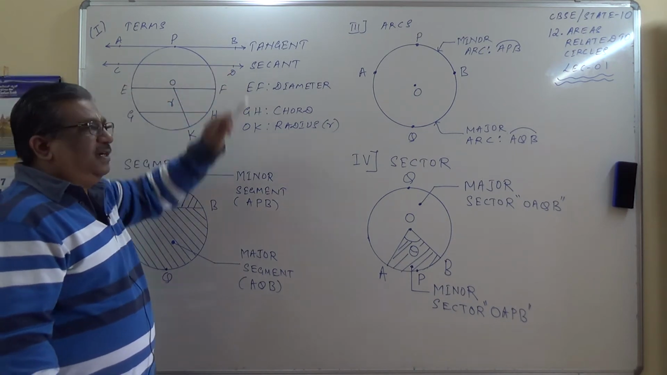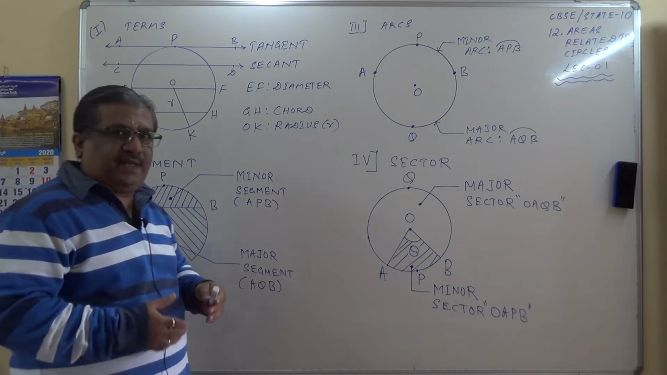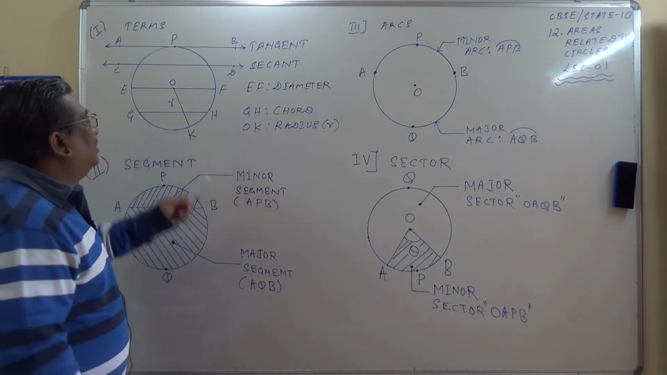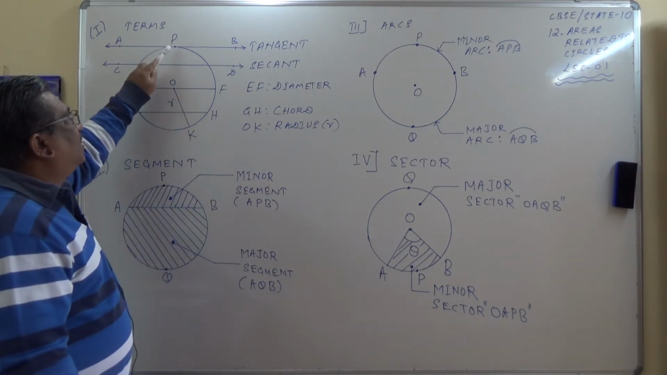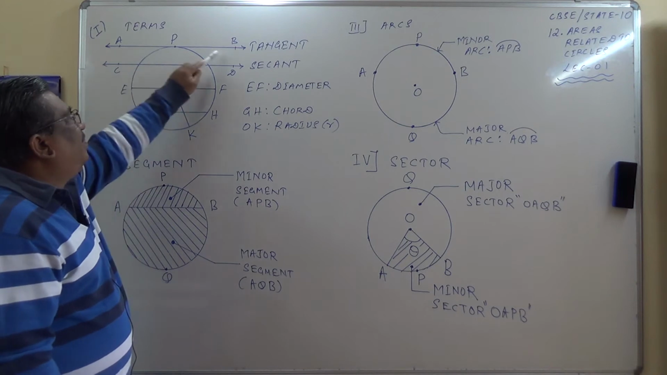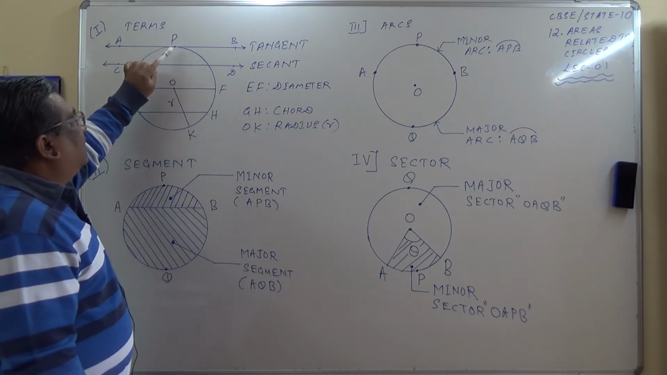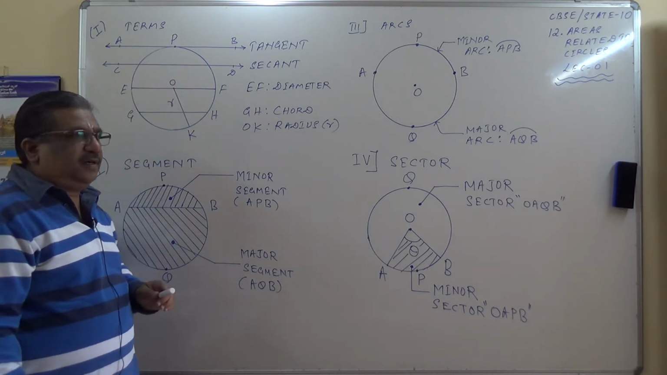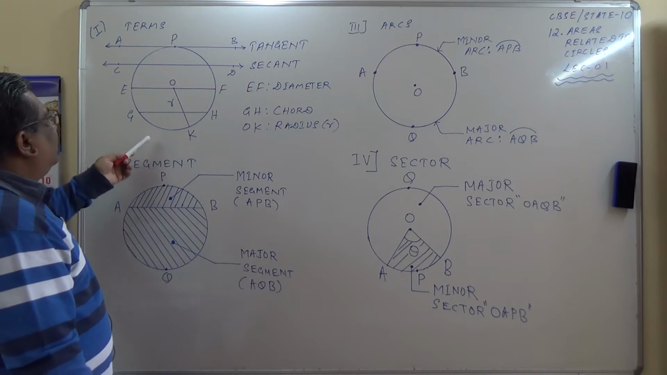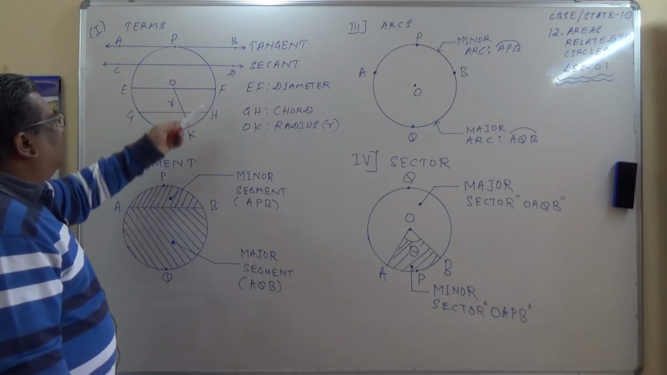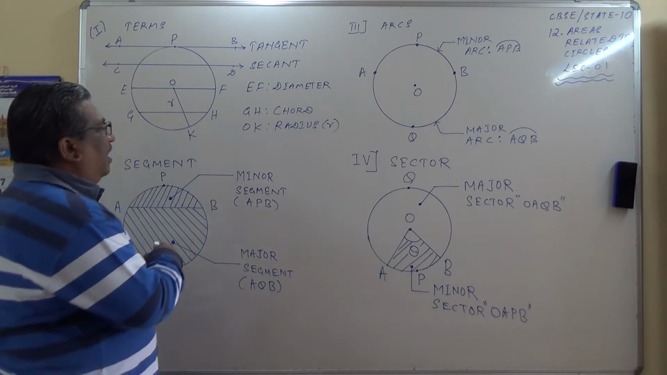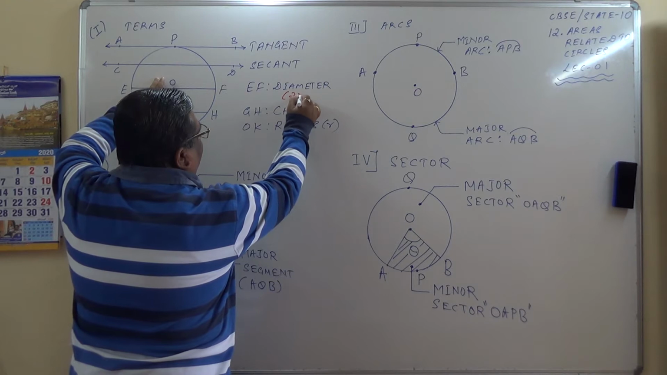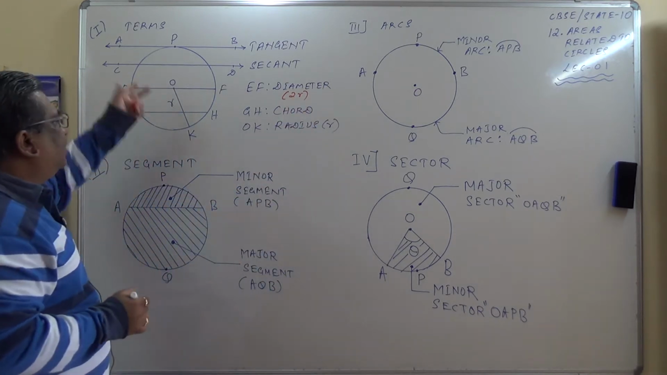Whereas if you look at the tangent, it is a special case of a secant where it intersects the circle at only 1 point. That means the 2 points of intersections will merge to a single point. So this AB is a tangent and it touches the circle at point P, and P is called the point of contact. So rest of the things are easy. GH is a chord here, EF is the diameter, and diameter is equal to 2 times R. If I assume OK as the radius equals to R, then diameter should be equal to 2 times R. Anything else? That's all in this.